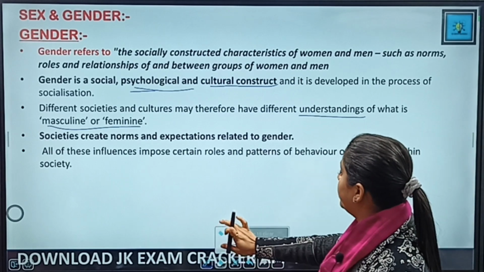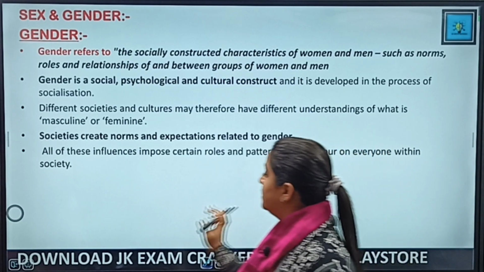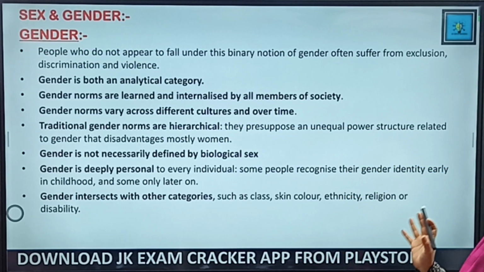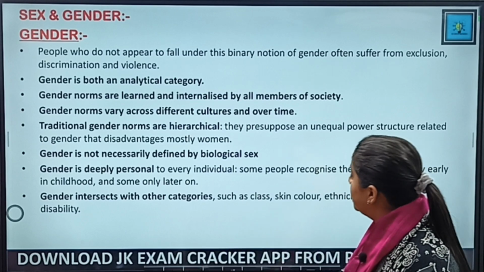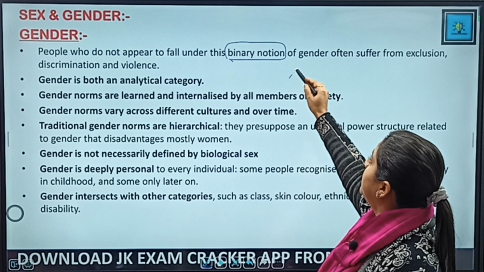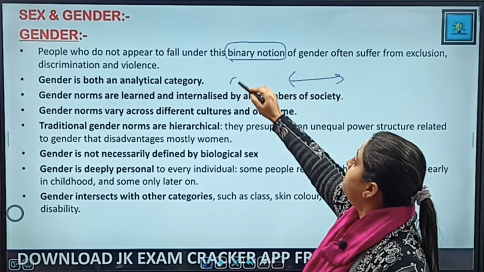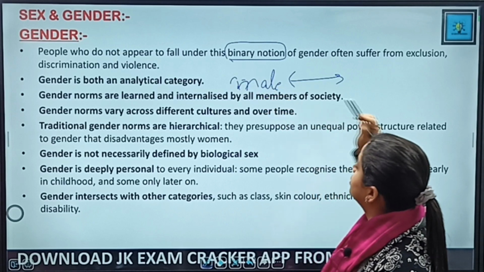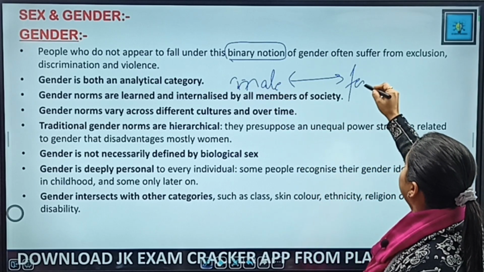Fine, let's move ahead. What does the topic say next for you? People who do not appear to fall under this binary notion of gender often suffer from exclusion, discrimination and violence. Now what do we mean by this binary notion? Binary notion means on one side male and on the other female. Mainly the society is divided into these two sexes, these two genders we see, male and female.